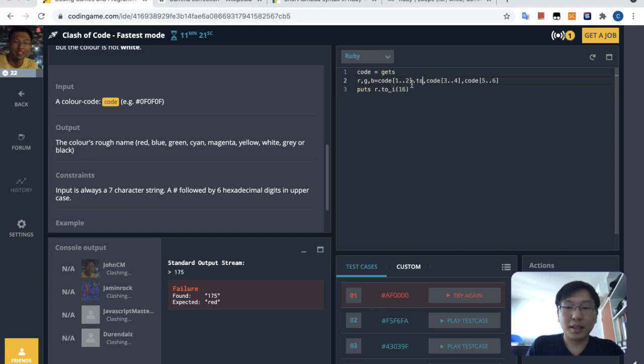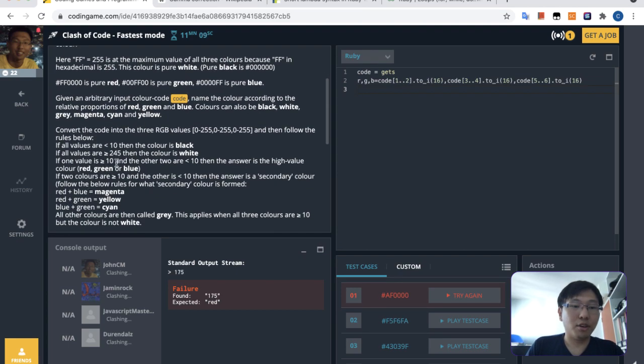Okay, so maybe I'll just put my mapping here as well. I'm pretty sure there's a more efficient way to do this, but this would do for now. So the first condition: if all values are smaller than 10, then the color is black. So all this we need to hard code.